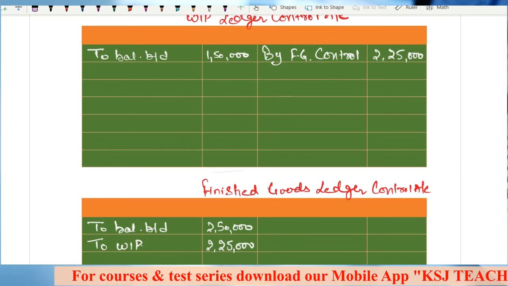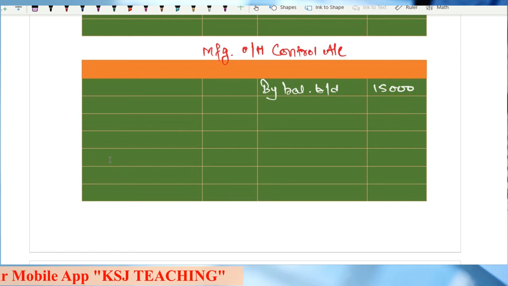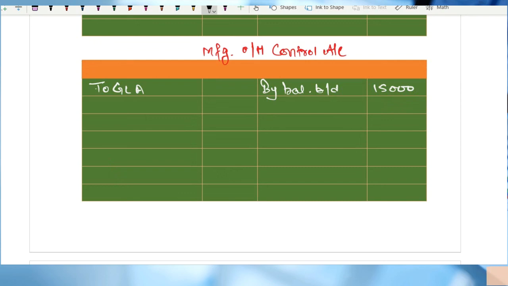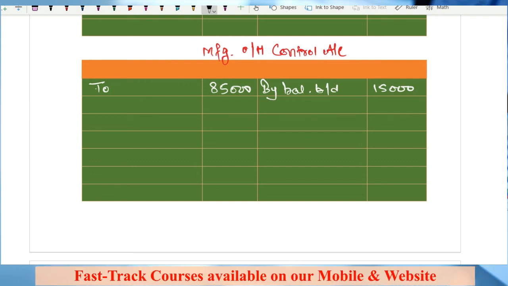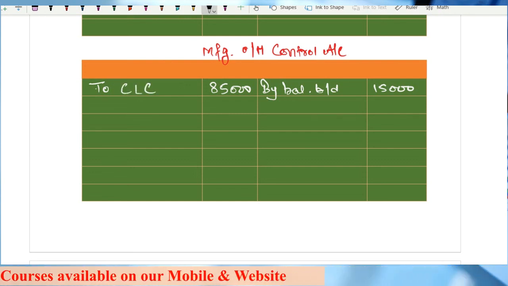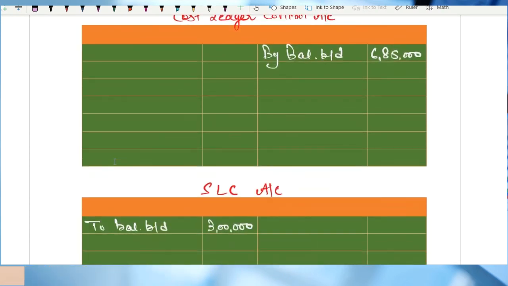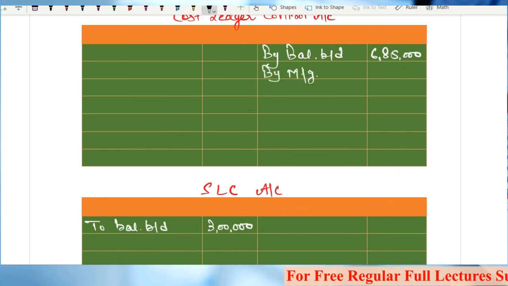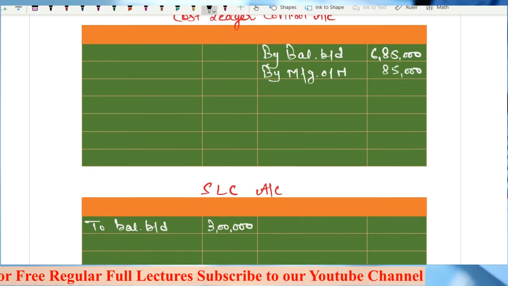85,000. So where is the overheads account? Here is the manufacturing overheads account. So I will write it as to GLA account 85,000. And the other account GLA, or we'll use the word CLC here because as per the question they are using CLC. So I'll write CLC account, right? To CLC 85,000. Be careful, use the words those are given in the question itself. So here I will write by manufacturing overheads control account, right? 85,000. Any doubts?